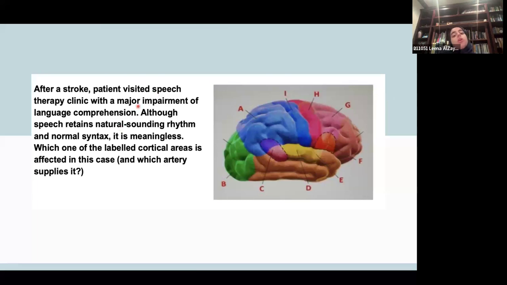Question: a patient visits a speech therapy clinic with a major impairment of language comprehension, although speech retains natural sounding rhythm and normal syntax, it's meaningless. Which one of the labeled cortical areas is affected in this case? So although speech sounds normal, it's meaningless. Which area?